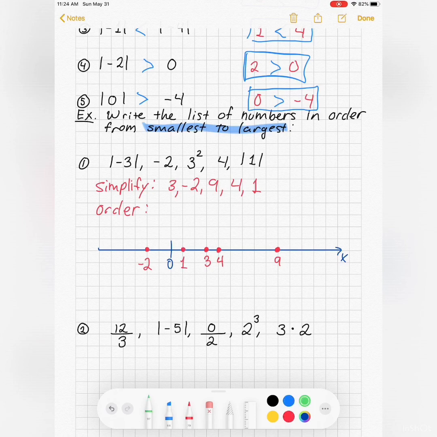Okay, so now it's going to be really easy. I have to write the list of numbers in order from smallest to largest, starting on the left side and moving to the right. So my numbers in order, I'd have negative 2, 1, 3, 4, and then 9. Okay?